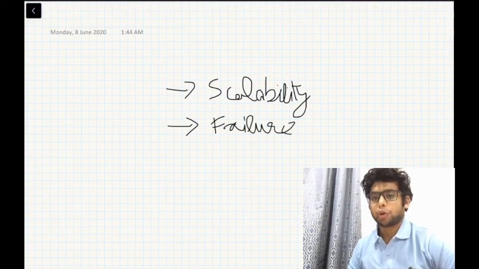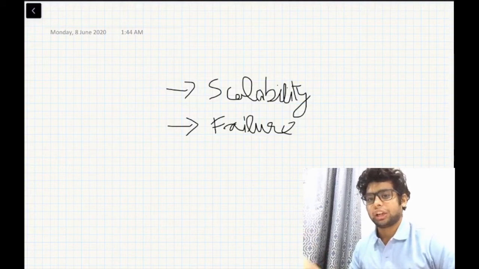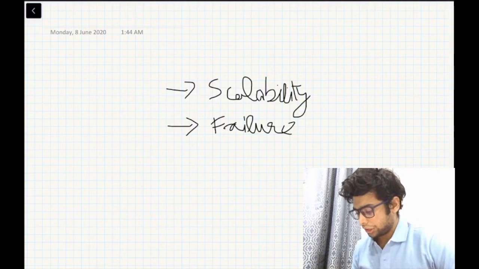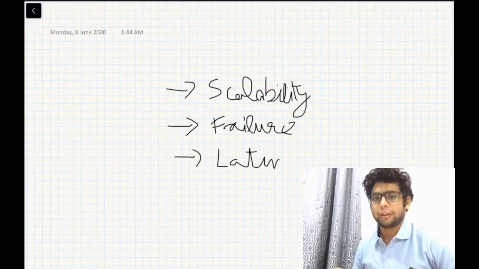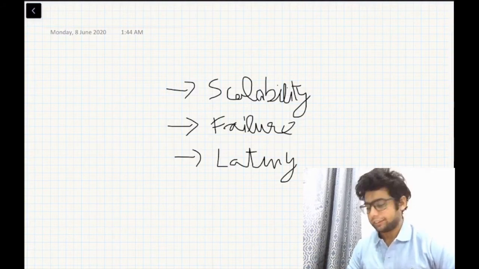And the third point could be that it could lead to latency issues. Let's say your database is in USA and your customers are in India, right? So you need to scale, and to cater to those customers, you would want a data center in India as well. So the third reason is latency. There could be various reasons for this, but these are the three most basic: scalability, failure, and latency.